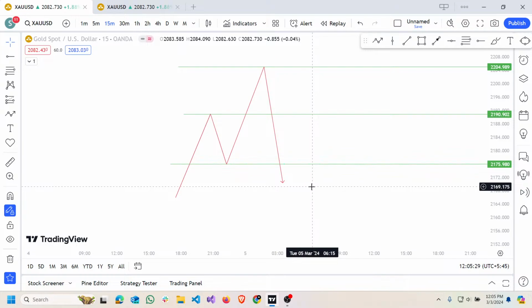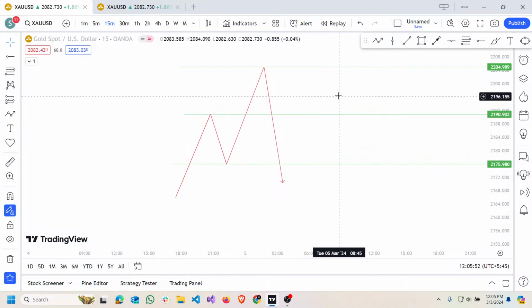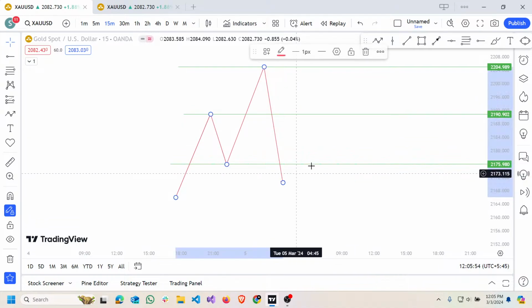That basically means that we are breaking the structure. This is range one, this is range two. We bring in range two.